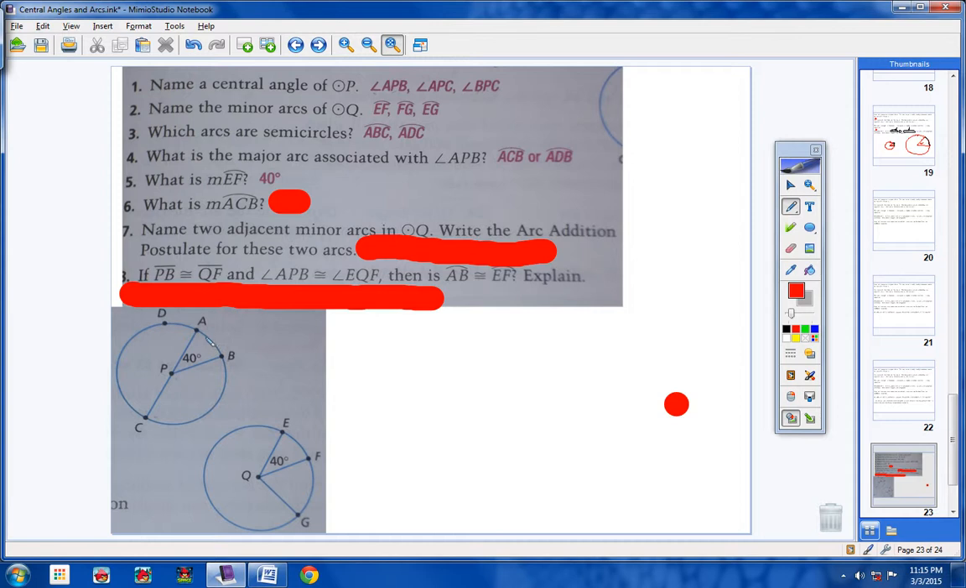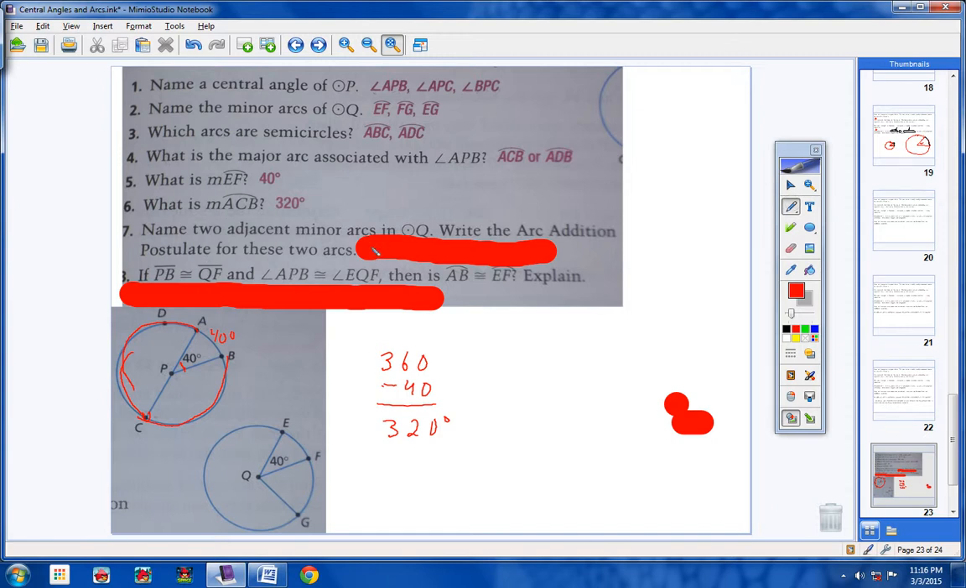Now, what is the measure of arc ACB? So from A all the way to C and all the way to B. What is the measure of that major arc? Well, I'll ask you a question. What's your central angle right here? 40 degrees. So what is arc AB? 40 degrees. So if a whole circle is 360, just take 360 and subtract out 40 degrees, and the measure of the arc is 320 degrees. Okay? 320 degrees.